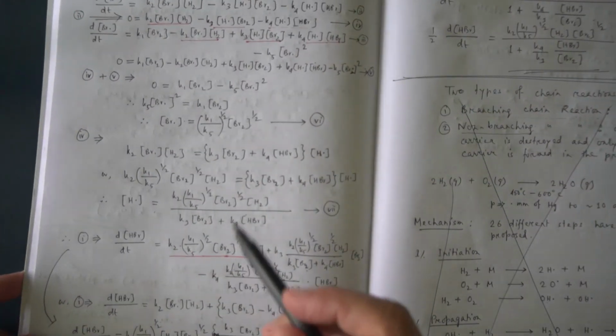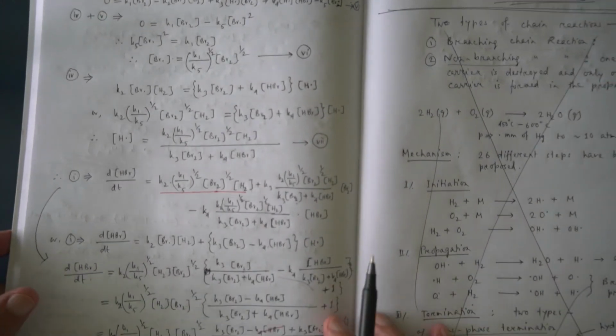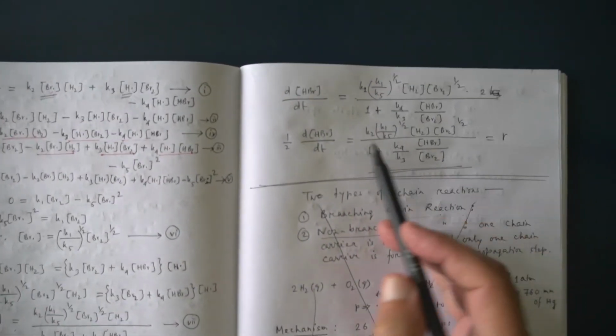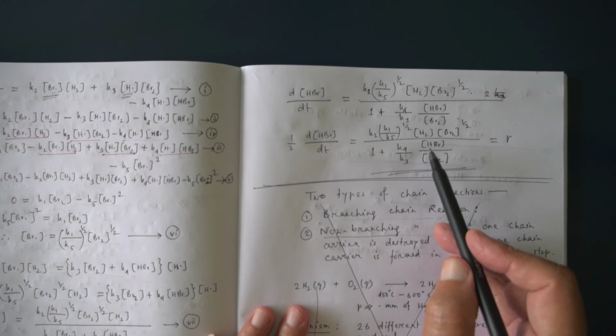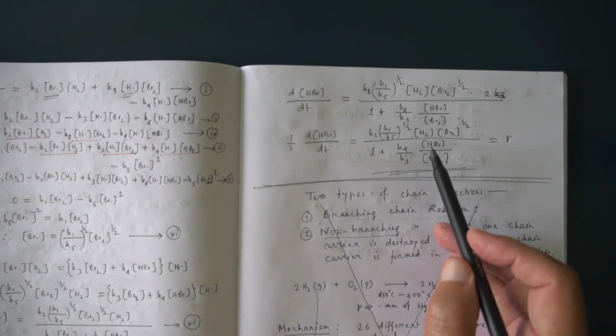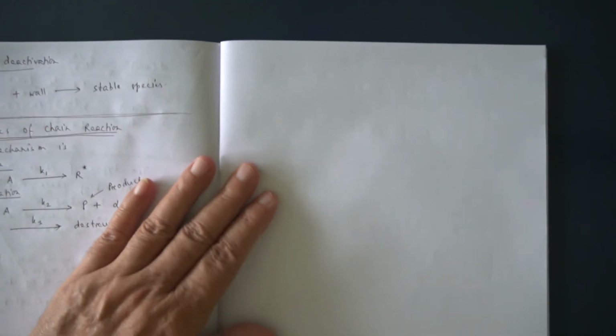Then we have discussed the hydrogen bromine reaction in detail, and we have found out the rate of reaction using the steady state approximation method. Let us discuss today that chain reaction may be mainly of two types.